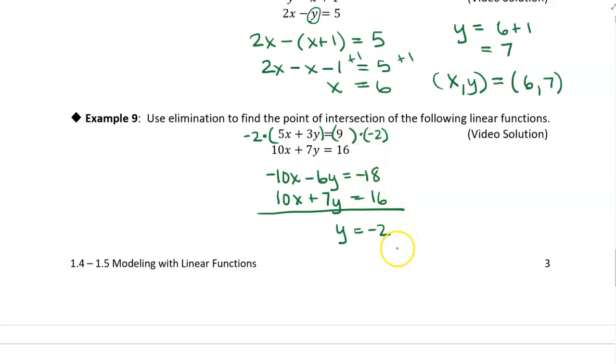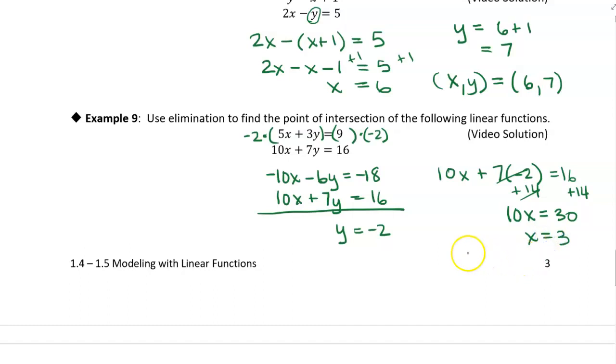And now I know the y value, and then I can use either one of the original equations to find the x value. So let's just take the second one. We know that 10x plus 7y, and y is -2, is equal to 16. And then I can just add 14 to both sides, right? Because -2 times 7 is -14. Which means that if I add 14 to both sides, this will cancel out. I'll get 10x equals 30. And so x is equal to 3. So now I have found the intersection between these two lines.